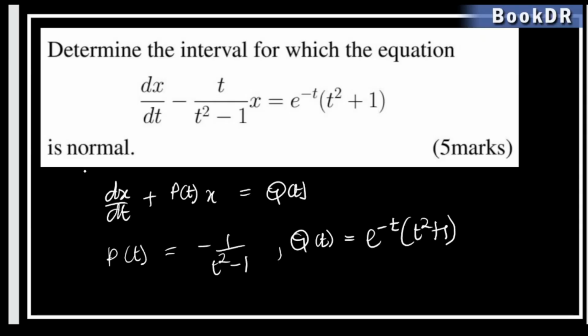For the differential equation to be normal, the functions p of t and q of t should be continuous. So the interval for which p of t and q of t are continuous is described as the interval of normality.